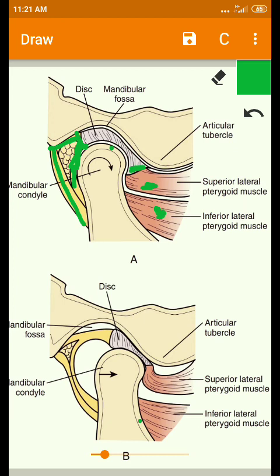And the active control of the disc is exerted through muscular forces, that is the superior portion of the lateral pterygoid muscle, and other muscles which assist this active control. One is the inferior lateral pterygoid muscle, and also the masseter muscle is helping. The masseter muscle also helps in the control of the disc during movements. Now we will see how it is happening.